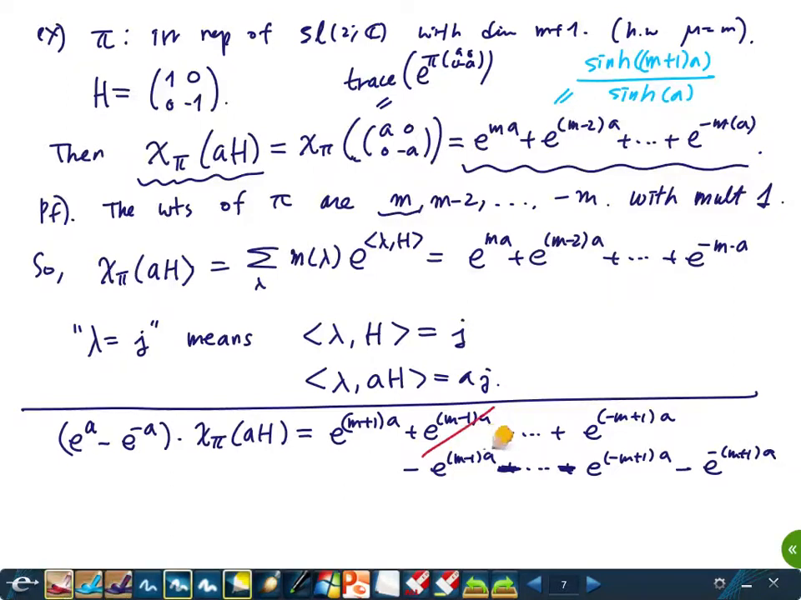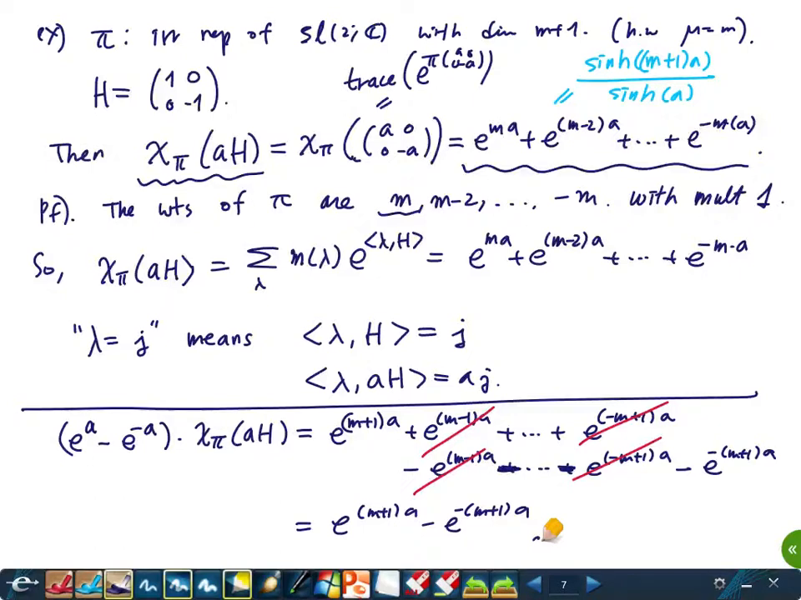Now, as you can see, we have a lot of cancellations. So at the end, we have e to the m plus 1 a and e to the minus m plus 1 a. This is sine h, and this is sine h, right? So if you divide both sides by this, then we get this formula. What's interesting here is that if you multiply something here, we have a lot of cancellations, leaving only two terms. This can be generalized nicely, and that will be the Weyl character formula.